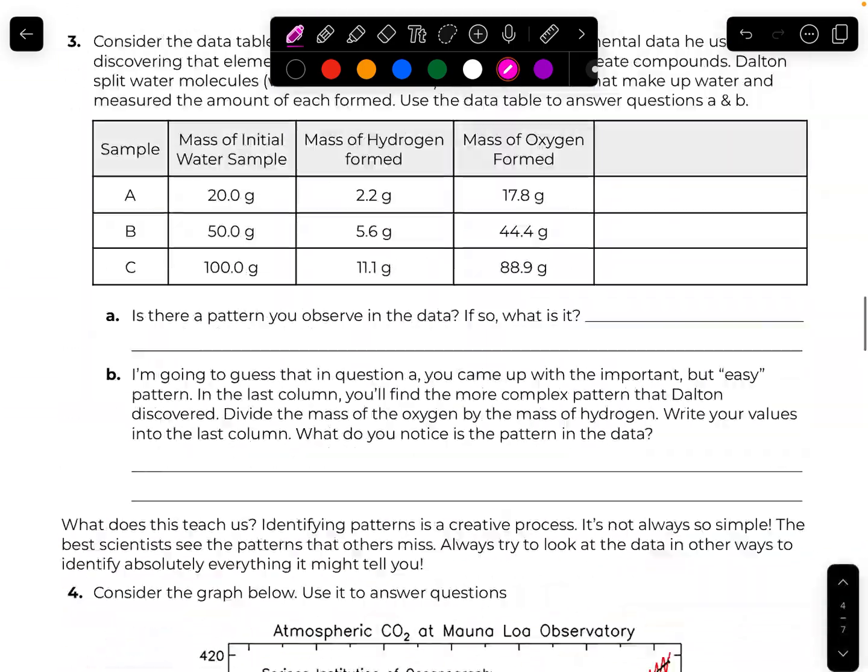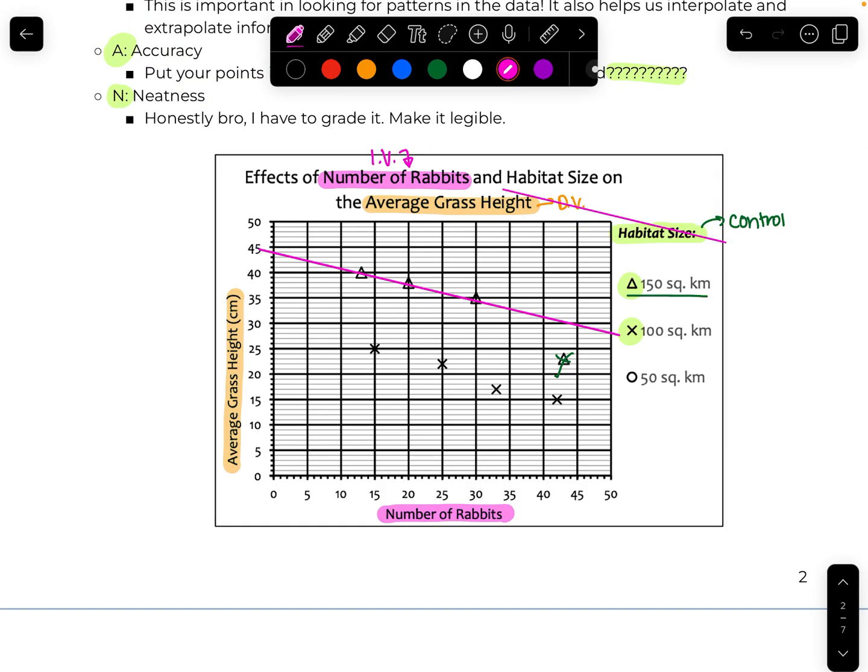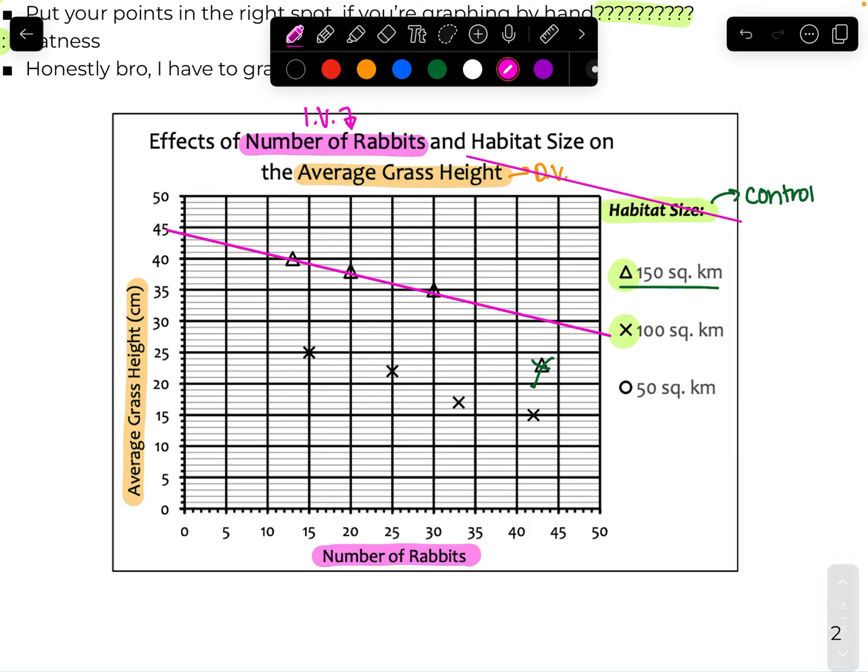One thing that I want to point out, this is the same graph that I used up here, so I'm actually going to go back to this one to draw on it really quick because I've already drawn my trend line. One thing about interpolation is that it's between data points, right? So say I wanted to interpolate, make a guess about the average grass height if I had a number of rabbits that was, say, 22. So 22 falls right here. What I can do to interpolate a value is use the trend line that I've created to make an estimation based off of all of the other data I've collected.